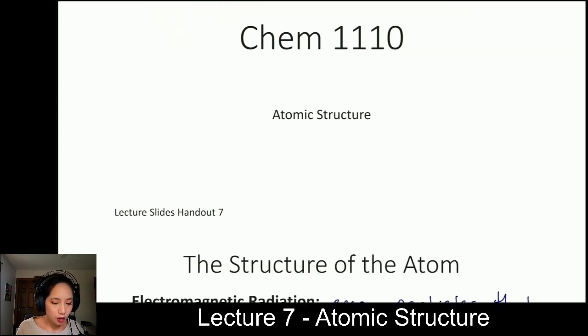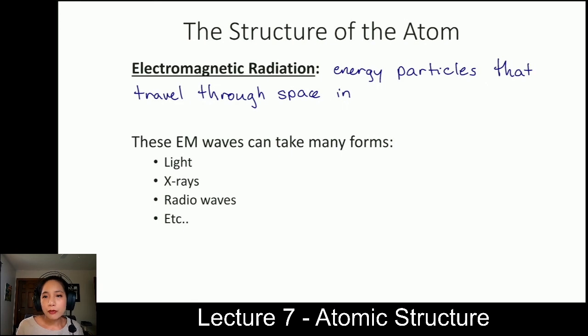So that brings us to atomic structure. Before we really get into the details of the structure of an atom, we need to talk about electromagnetic radiation. This is just commonly known as light. So the light that is lighting my room right now, the light that is coming off of your screen into your eyes, that is light that we know of, but it's also considered electromagnetic radiation. Light contains energy. So we can define electromagnetic radiation, or light, as just energy particles that travel through space in the form of waves.